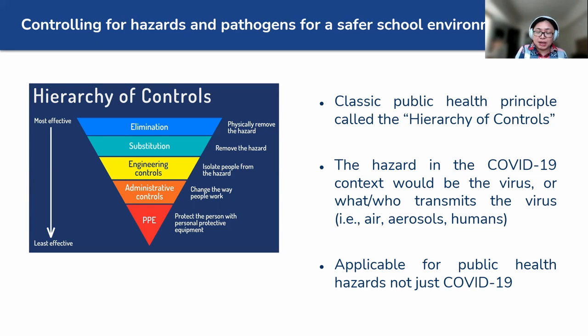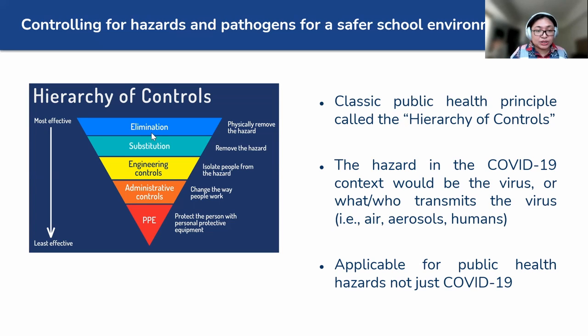Now, this public health principle is applicable not only to COVID-19, but to all other public health issues actually. So there are different types of hazards. So let's take a look. Again, I said it's an inverted triangle.